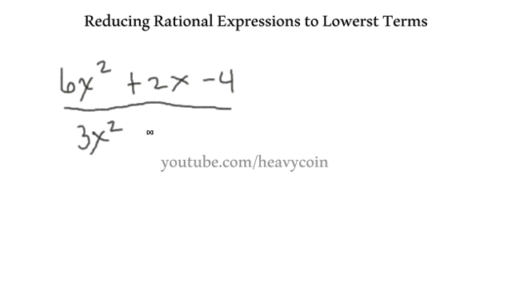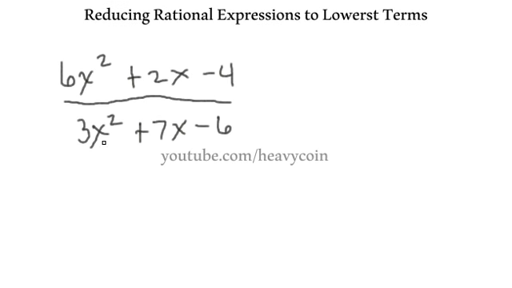3x squared plus 7x minus 6 is in the denominator here. Alright, so what we want to do is factor the numerator, factor the denominator, and then cancel out terms. So go down, pause the video, try working this out, and see if you get the same thing I do.